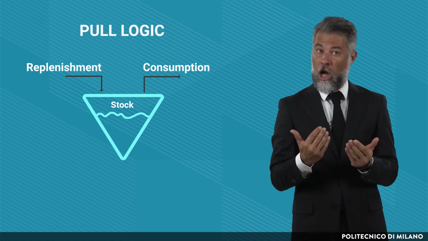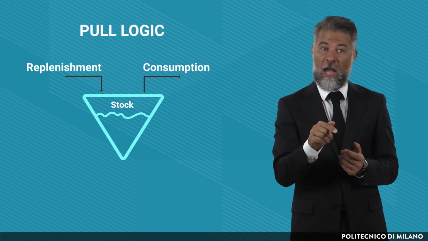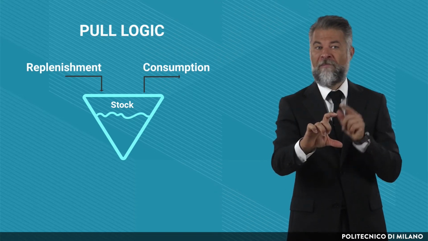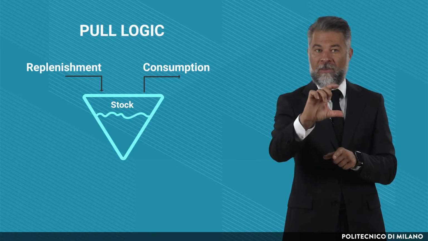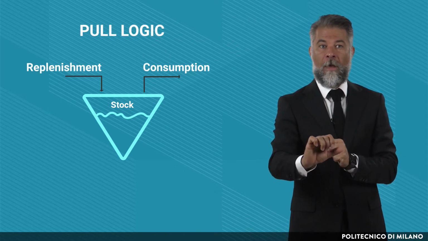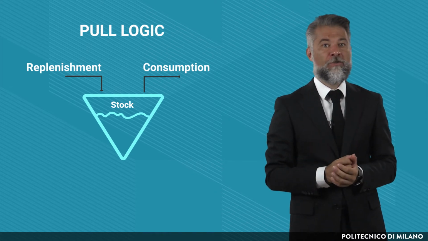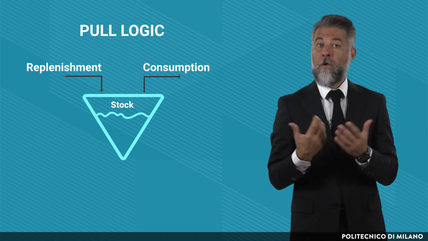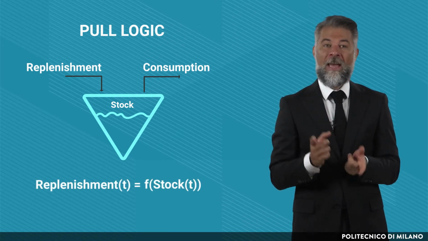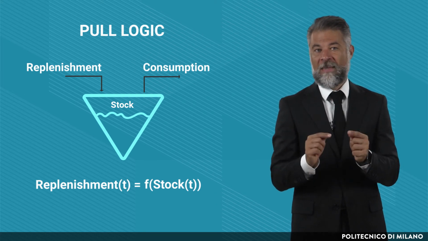In a pull logic, the decision on whether to replenish a component is a function of the current level of stock of the same component. If the stock is too low, then we will replenish. But if the stock is large enough, then there's no need to replenish. More in general, the replenishment at time t is a function of the component's inventory at the same time t.